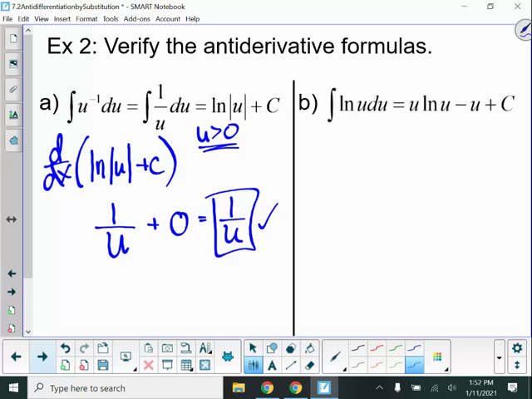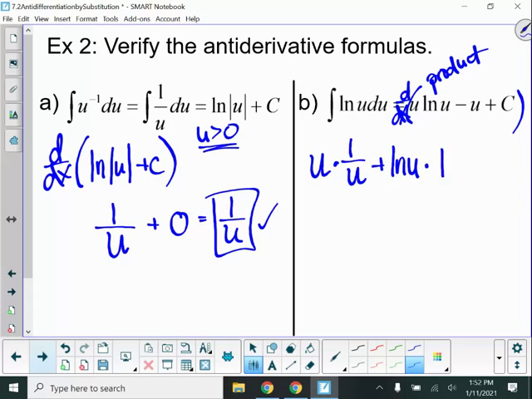Now your second formula is a little bit different. So again, I am doing the derivative of this side here. Well, u natural log u, I have to use the product rule on that. So that would be the first times the derivative of the second plus the second times the derivative of the first. And then the derivative of minus u is minus 1.